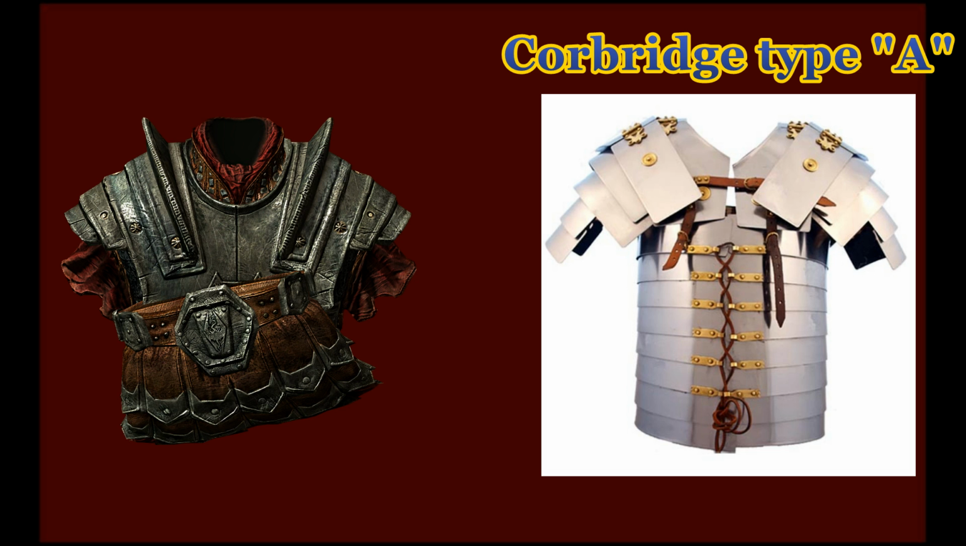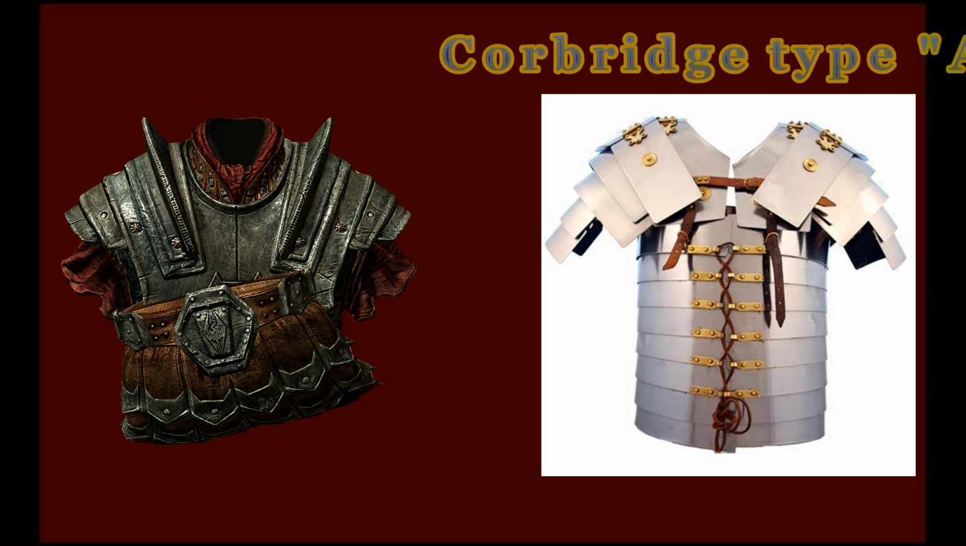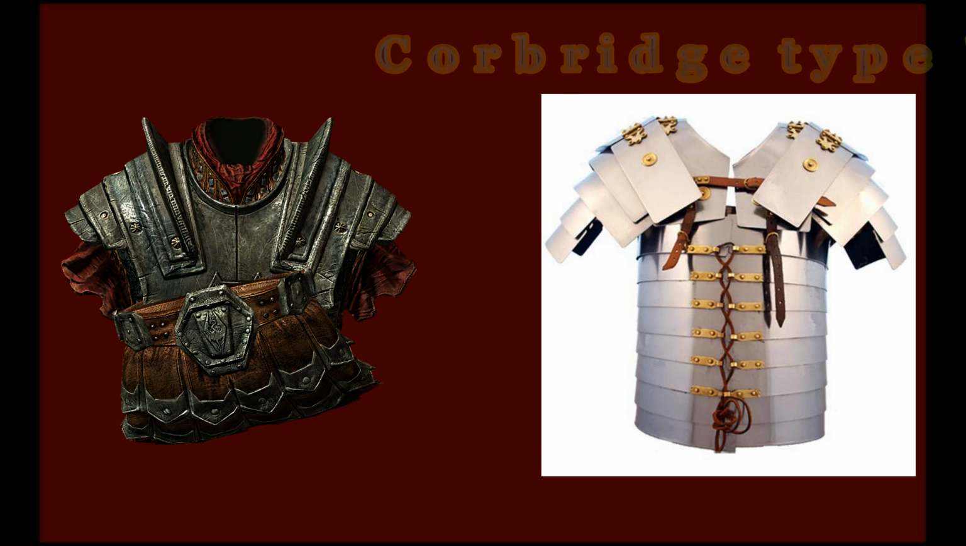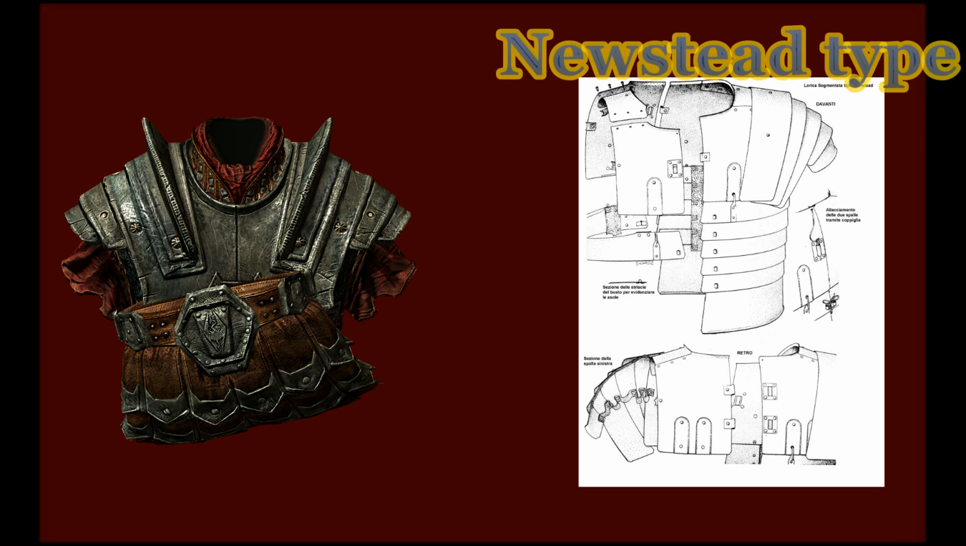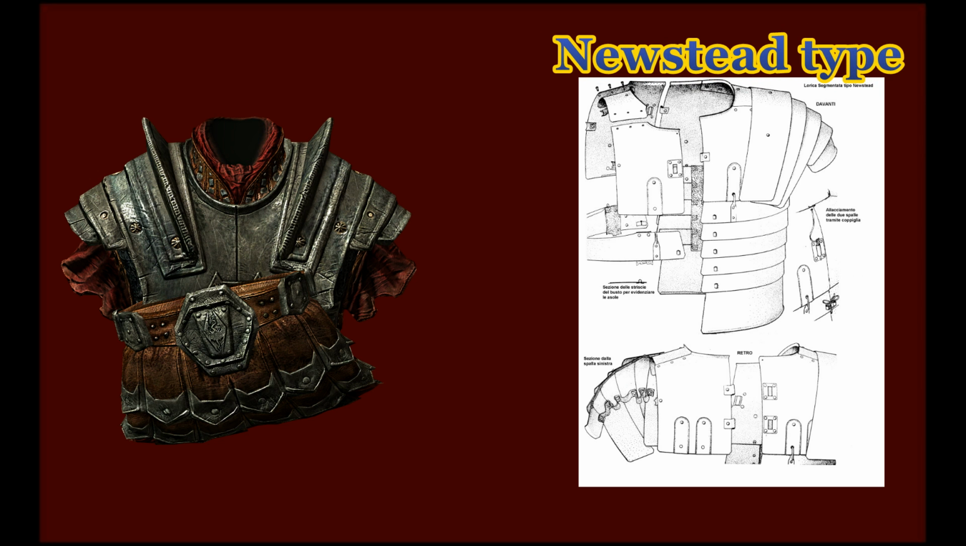Now, the example of Lorica Segmentata that we have here is the Corbridge Type A, which is the kind of armor that I have in my collection. And the thing is, although that's the most famous one in the general iconography that people have in mind when they think of Roman armor, I think that the Imperial Cyrodilic armor is closer to a Newstead type, because the shoulder is broader. We have a different system. We don't have these stripes, as you can see, and we have fewer bands.